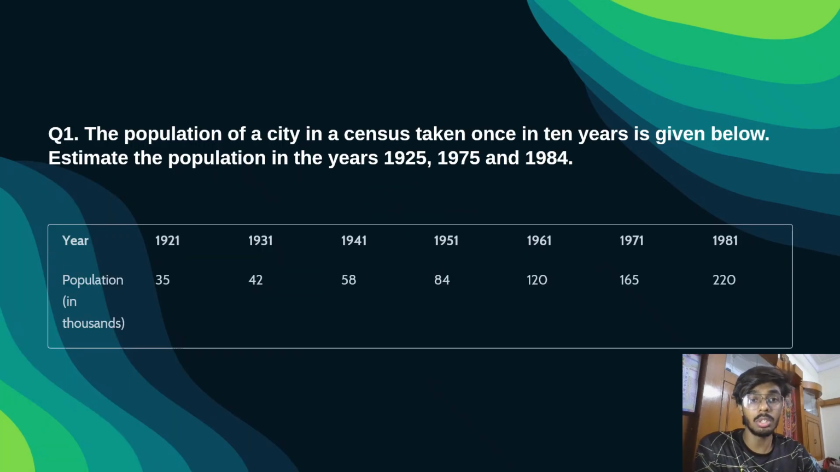The first question is: the population of a city in a census taken once in 10 years is given below. Estimate the population in the years 1925, 1975, and 1984. We have the data with a gap of 10 years with the population in thousands. For example, in 1921 we have 35,000 population. In 1961 we have 120,000 population.